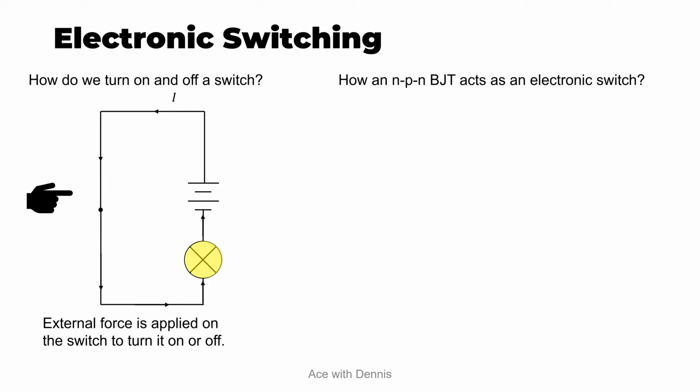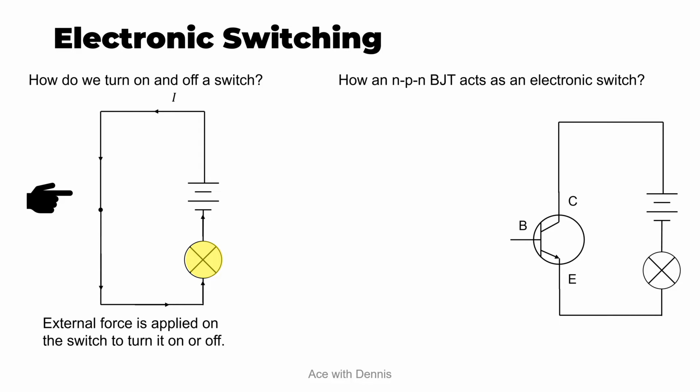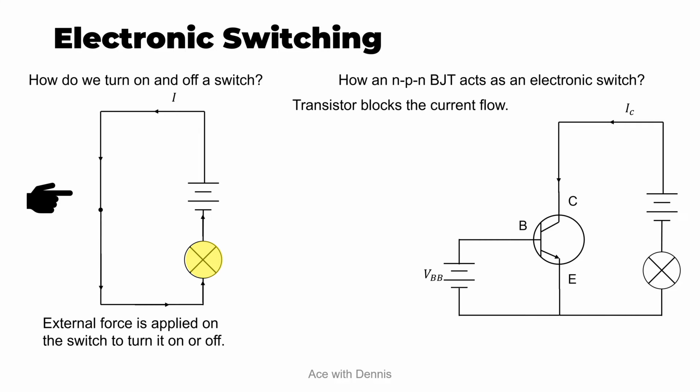Now, how does an NPN BJT act as an electronic switch? Let's look at this diagram. So this diagram is made out of a battery, an NPN BJT, and a light bulb connected in series. This NPN BJT acts as an electronic switch. Now, when the current flows into the collector terminal, IC, the transistor blocks the current flow because this transistor is an electronic switch which is open at the moment.